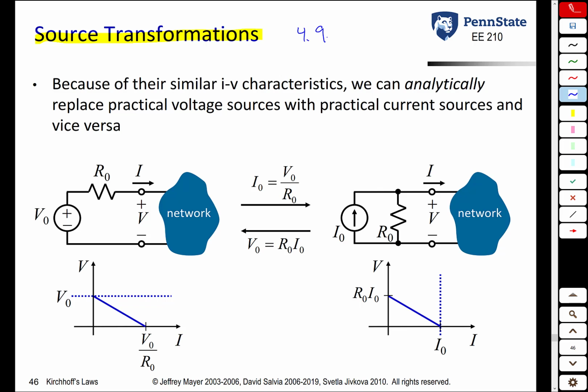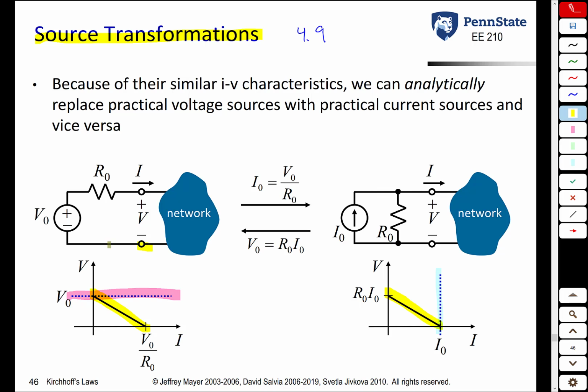If you look at the VI characteristics of a practical voltage source, you see that it has a shape that looks like that. If you look at the VI characteristics of a practical current source, you'll see that it has a shape that looks like that. And one thing you note is that although an ideal voltage source and an ideal current source look nothing alike, a practical voltage source and a practical current source can have the same shape. And that is a concept behind source transformations.